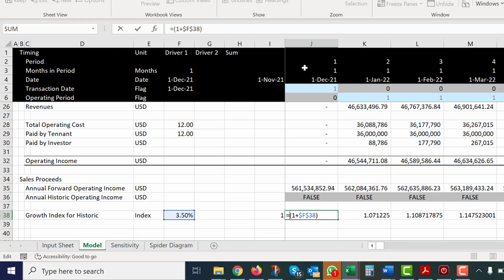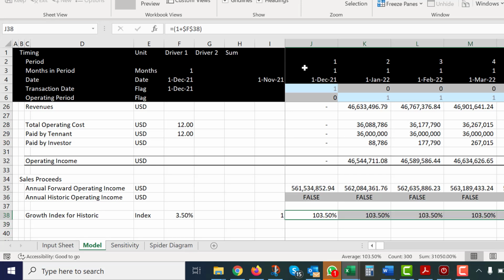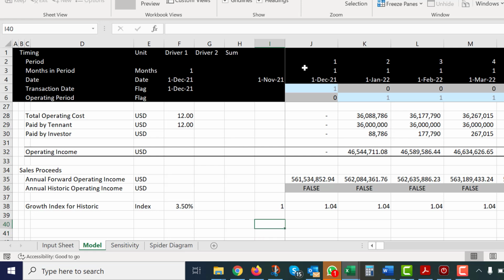So whenever we have our operating income, we're going to increase it by a little bit. That's consistent with the Gordon's method. And we'll put income for cap rate.